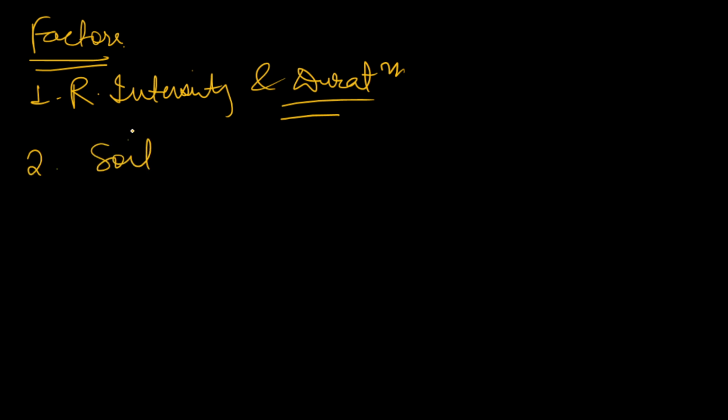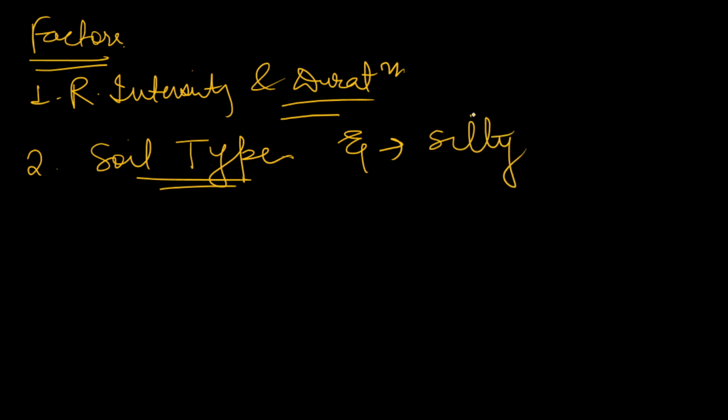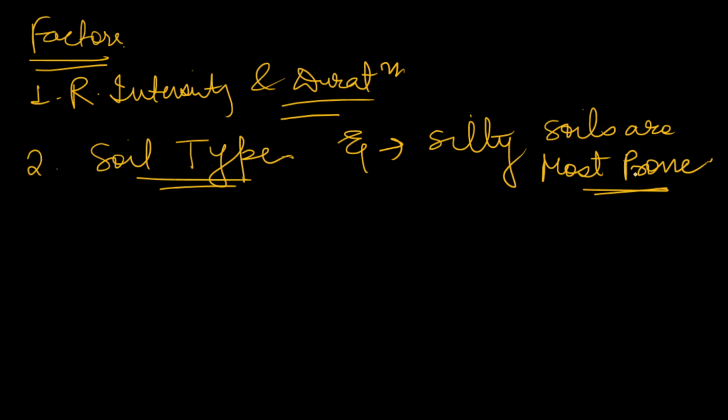Soil type. You should mention here that silty soils are more prone to erosion. Silty soils are the most prone to erosion as compared to sandy or clay soil. Clay soils are generally resistant, but once erosion happens in clay soil, it is on a massive scale, because all the layers of clay will be removed. But generally, you should remember that silty soil is the most prone to erosion.